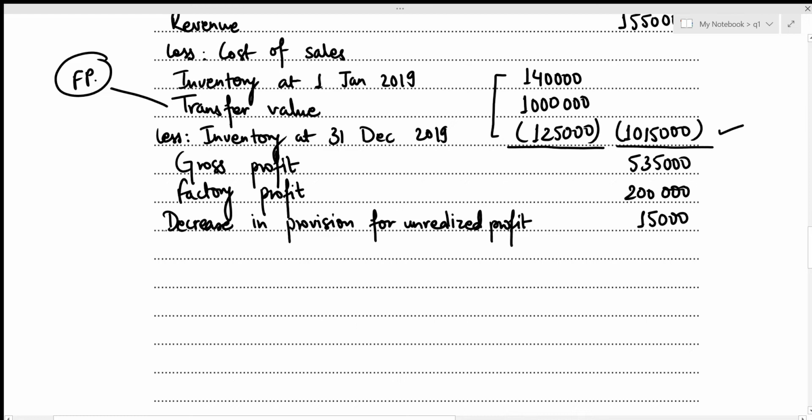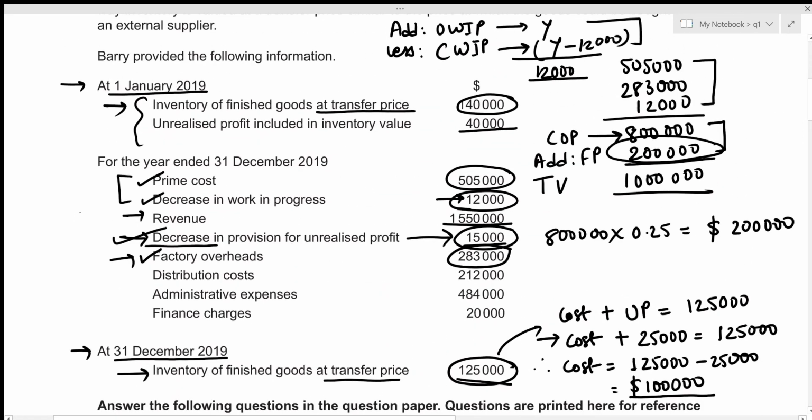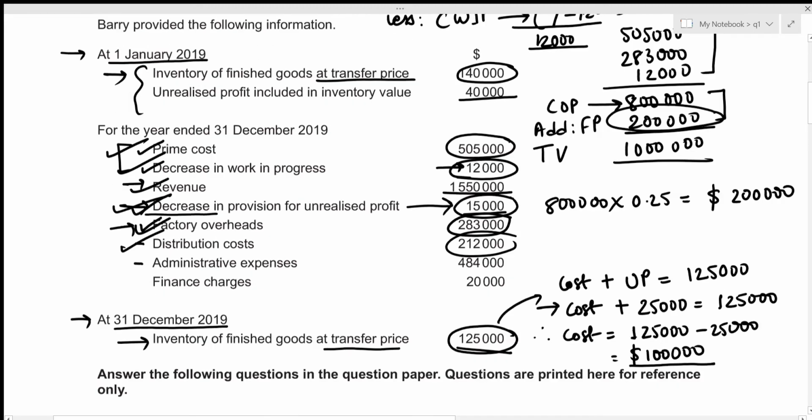Now we move towards our overhead section, and we need to subtract all of our overheads from the gross profit in order to figure out our profit from operations. So let's have a look above. We already included these two. We included the revenue, we included decrease in provision as well as the factory overheads. Now our overheads to be included would be distribution costs and administrative expenses. We know that finance charges is also an expense, but we will only subtract this from our profit from operations. So let's subtract our distribution cost first, and this amounted to 212,000. Let's do that.